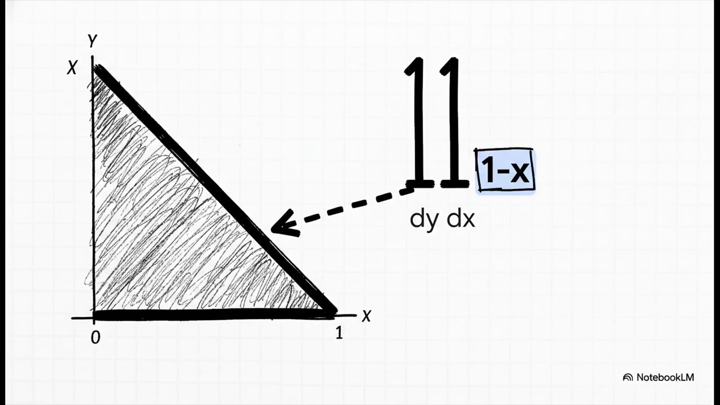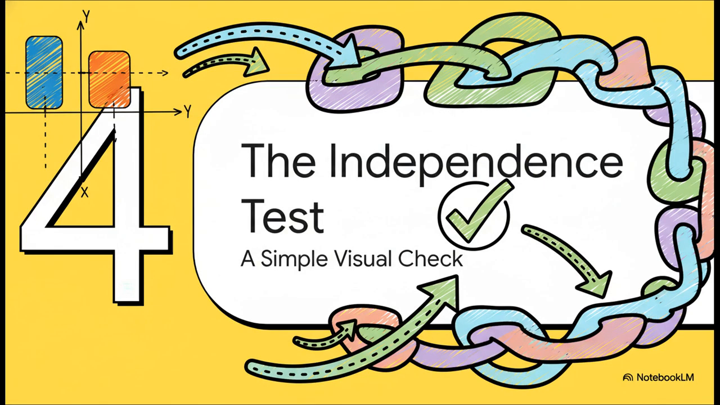And of course, this new shape directly changes our math. When we're setting up our integral, the upper limit for y isn't a fixed number anymore. It's now that diagonal line, the function 1 minus x. The ceiling of our map is sloped. This is something you would have absolutely no way of figuring out without having drawn the picture first. No way.